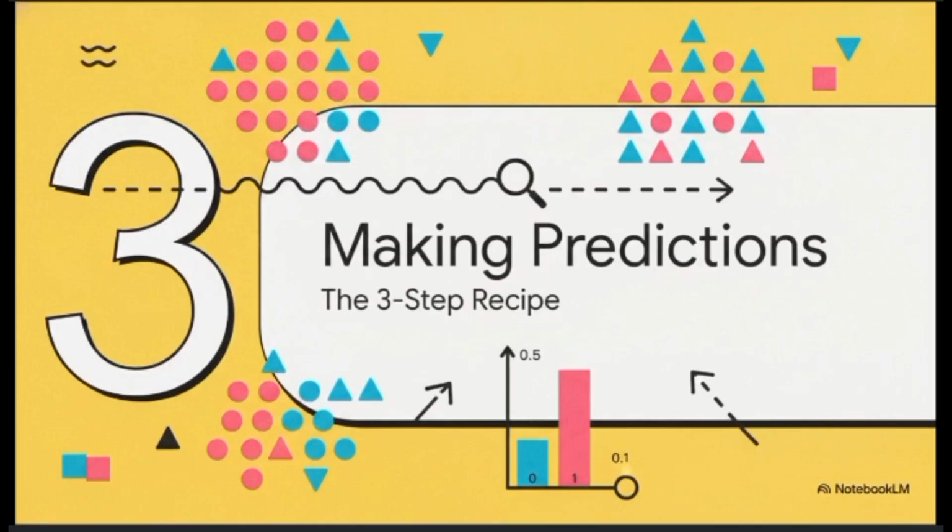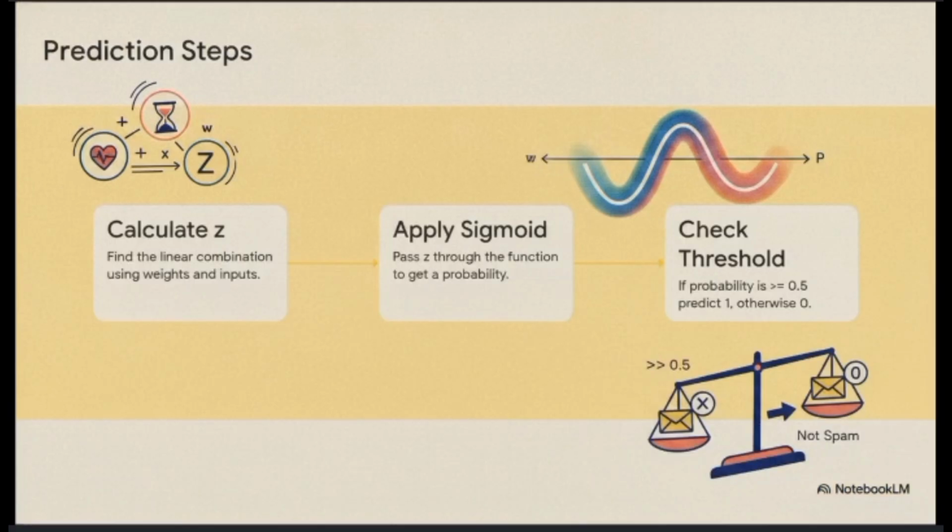Which brings us perfectly to Section 3, making the prediction. Let's see exactly how the algorithm uses that magic threshold to make a final call. Making a machine learning prediction here is really just like following a super simple 3-step recipe. Step 1, you calculate a linear combination of your inputs. Basically, you take your data, say a patient's blood pressure and age, multiply them by specific weights the model has learned, and add them all up to get a single number, z.